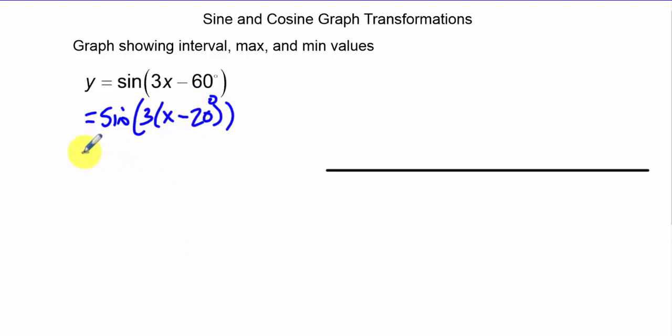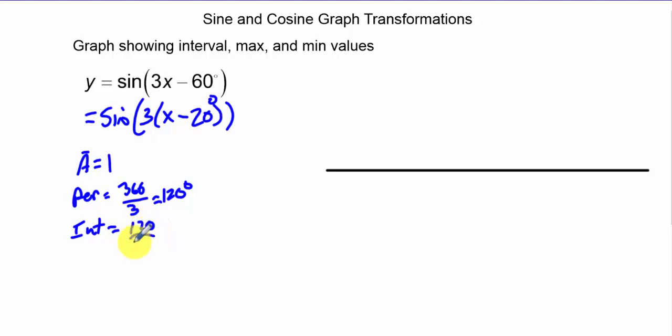So now I can identify some things. I know A equals 1. I know my period is equal to 360 over 3, which is 120 degrees. I know my intervals are 120 over 4, or 30. I know I have a phase shift in this case of 20 degrees to the right.